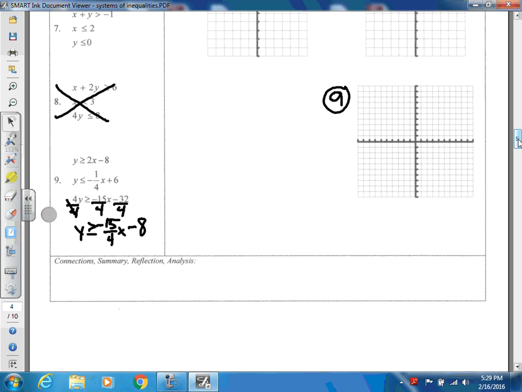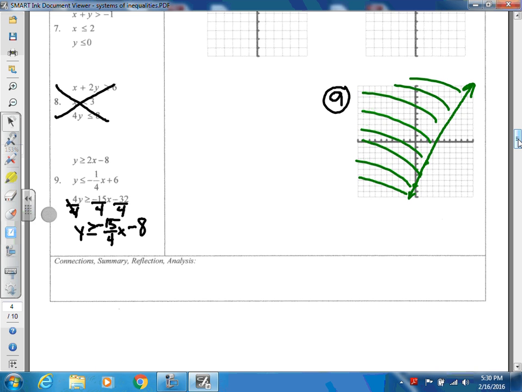All right, so let's go ahead and start with the top one, 2x minus 8. So this is where you might want 3 colors if you're using different colors. So I'm going to start at negative 8, which is right here, and I'm going to go up 2, right 1, and then I'm going to make a solid line through that. Right? And because it's greater than or equal to, it's the top side that's shaded. So a big area up there.